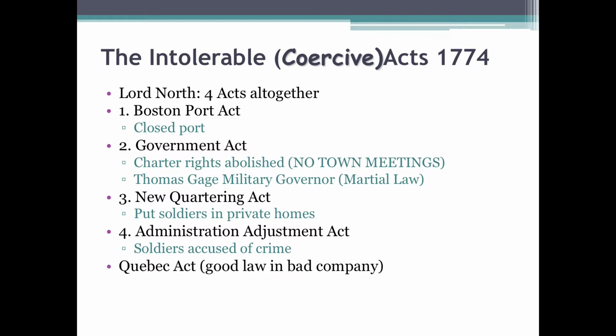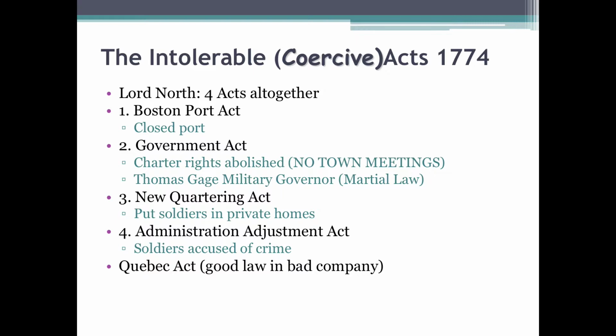Now, there's this other law that gets passed at the same time, and this is on your colonial charts. Hopefully you're going to find this out. This actually is not a tax, and it's not a law that's aimed at Americans. It actually was a very good law, but in bad company. They passed it right at the same time they're passing these other laws, and it dealt specifically with Quebec. Quebec was obviously once a French colony, and there are mostly French people who still live there, but are now under control of the British.